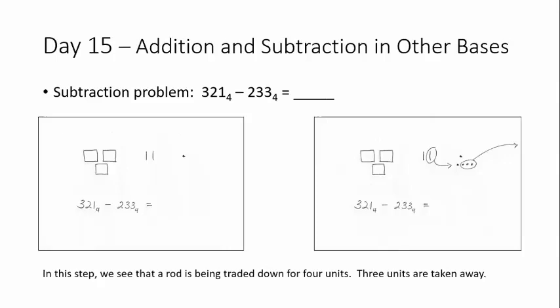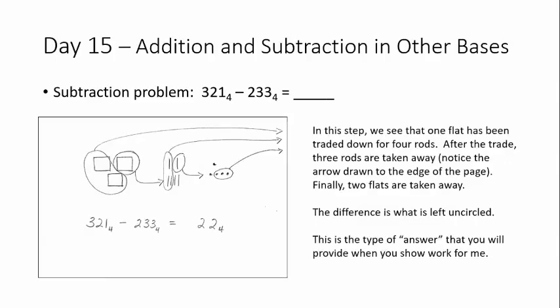So in the diagram on the right, you'll notice that I have circled a rod and drawn an arrow to 4 units that I drew. I'm able then to take away 3 units. Next, I need to take away 3 rods, and there are not 3 rods there, so I trade down.